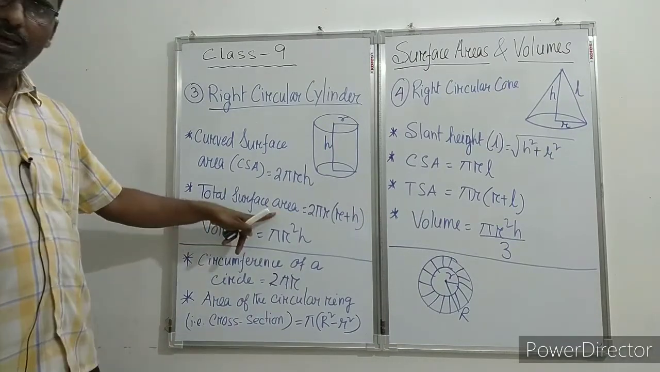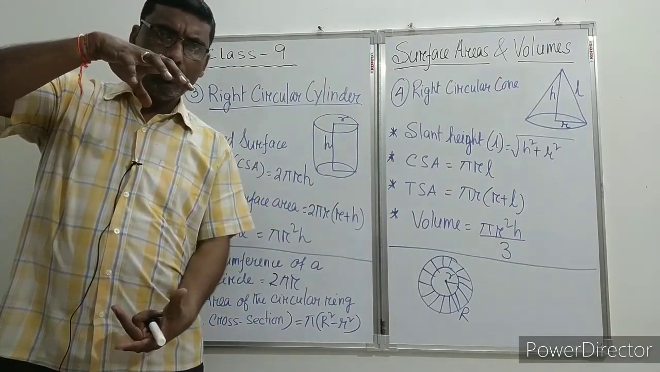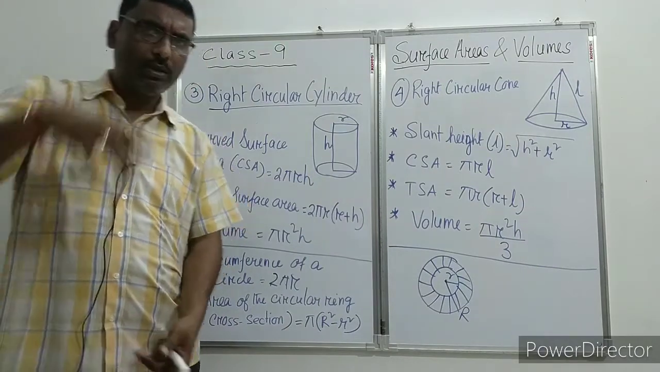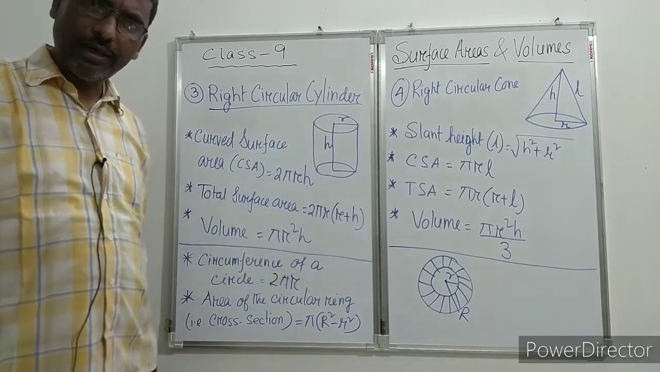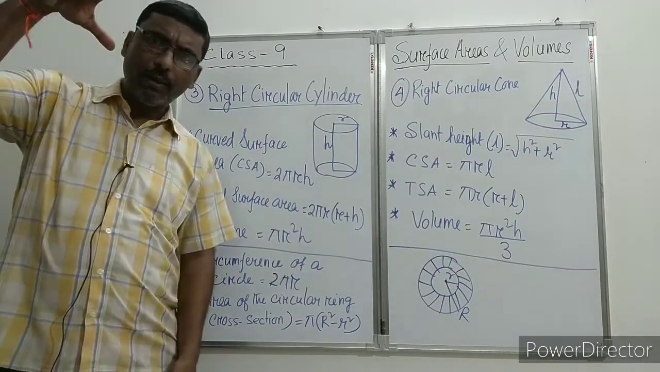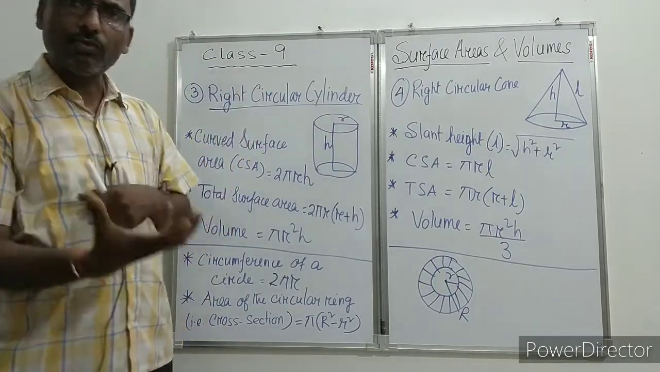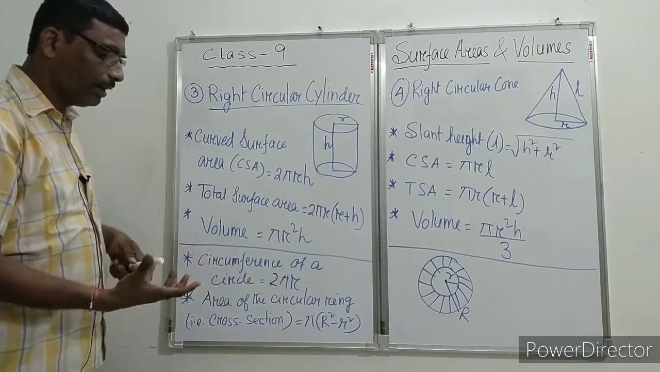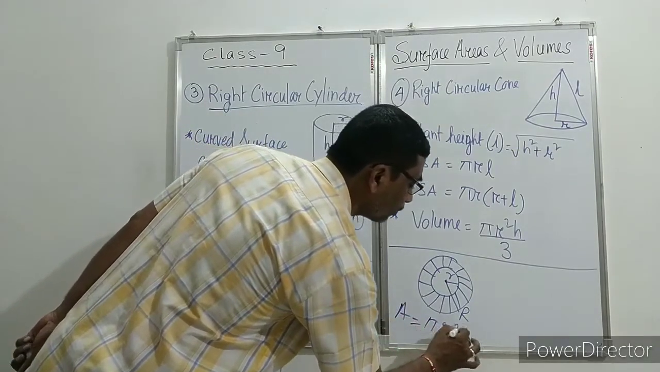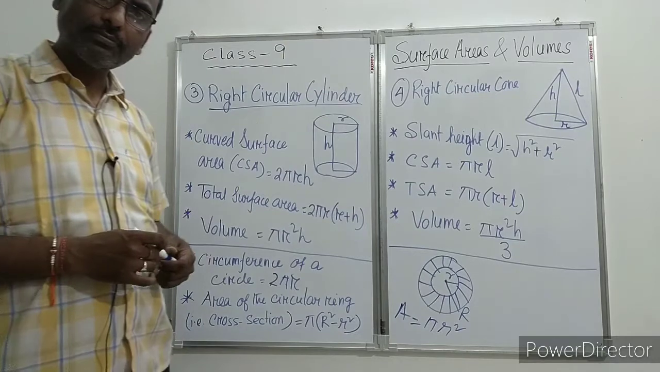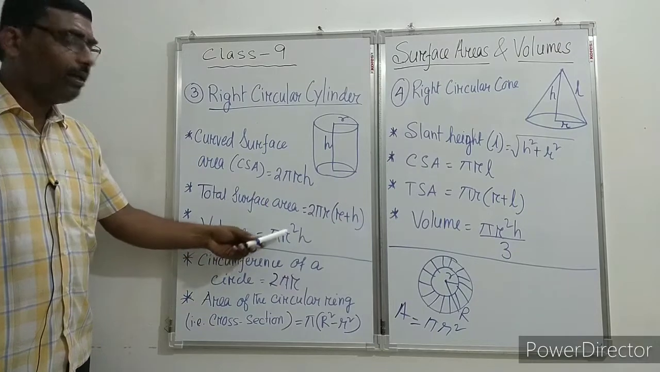Then comes total surface area. For total surface area, the curved surface area plus area of the 2 circular parts, one at the top, one at the bottom. So the formula will be 2 pi r into r plus h. Sometimes if it is one side open, one side closed, you have to find the area. So curved surface area plus 1 base area. Area of a circle formula is pi r square, that you have to add. Okay, and then volume of a cylinder is pi r square h.